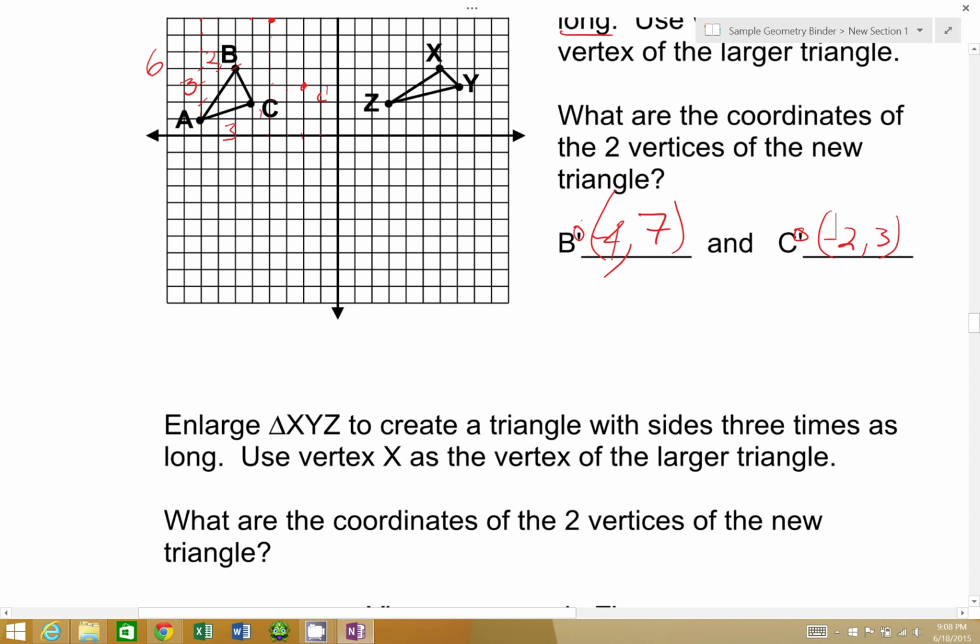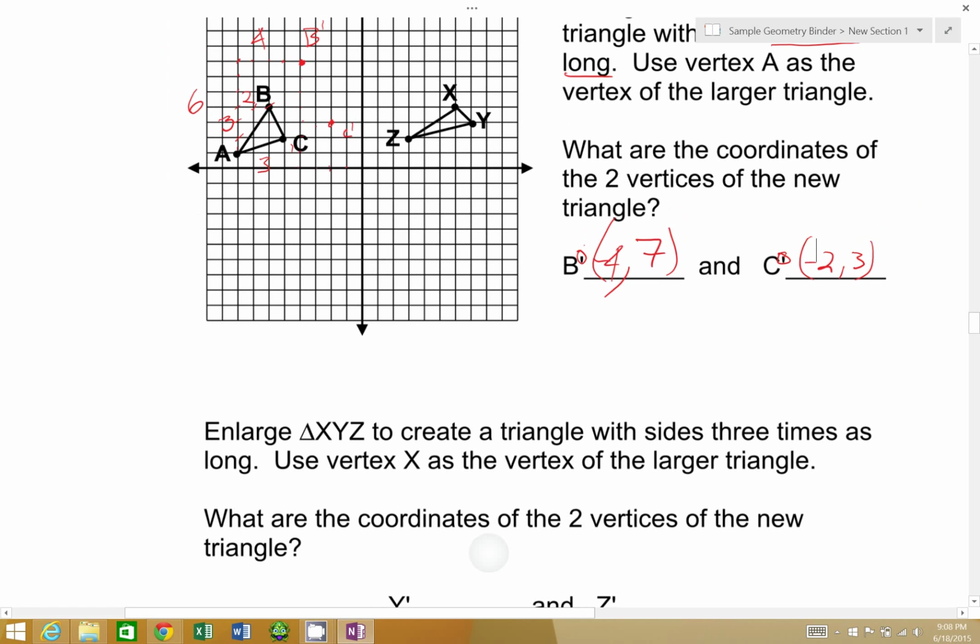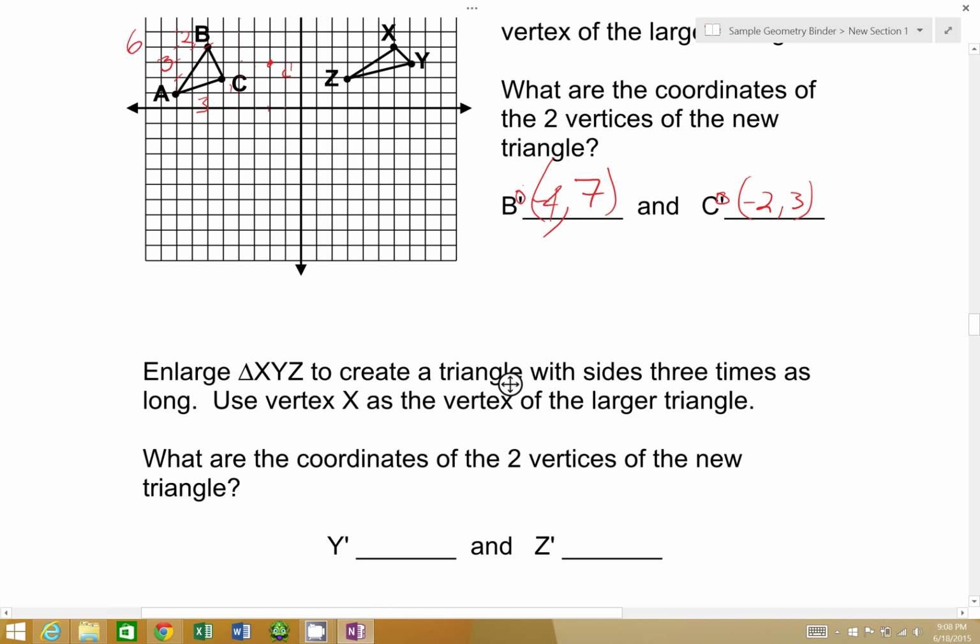Now, it wants me to then enlarge XYZ to create a triangle with sides 3 times as long. Use X as the vertex. It is the point from which all of this flows. So why don't we press pause and you give it a go.